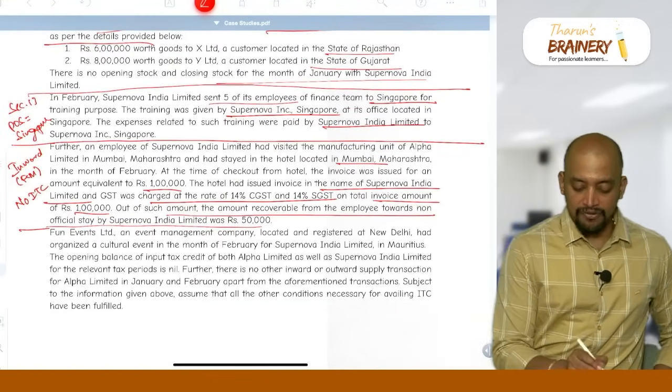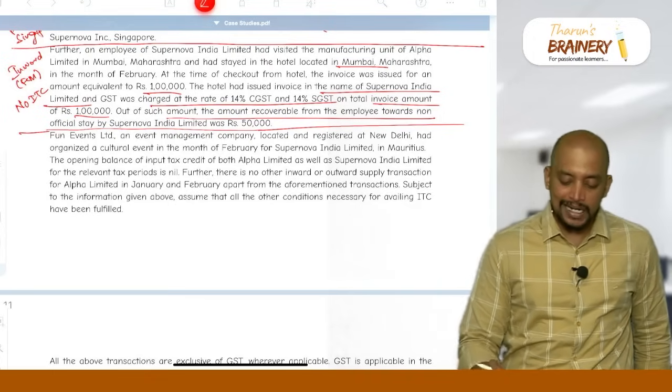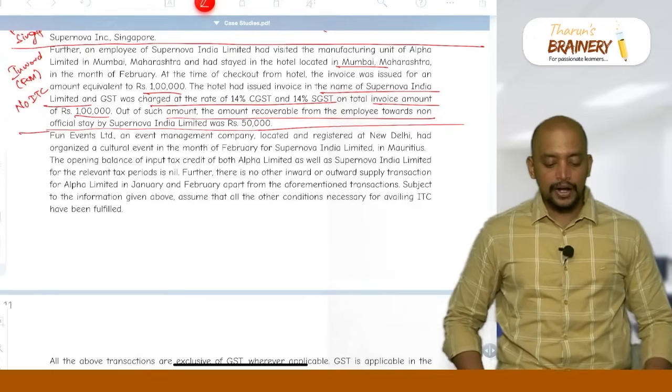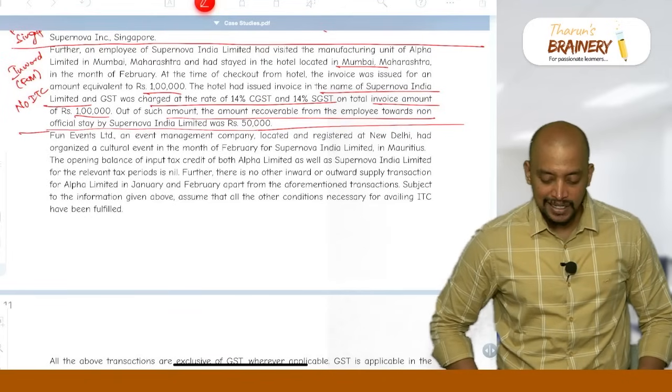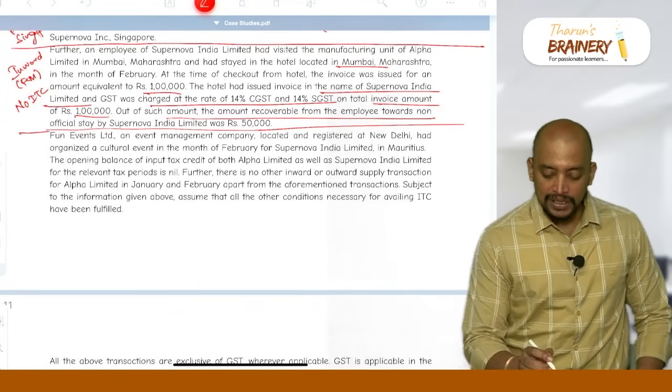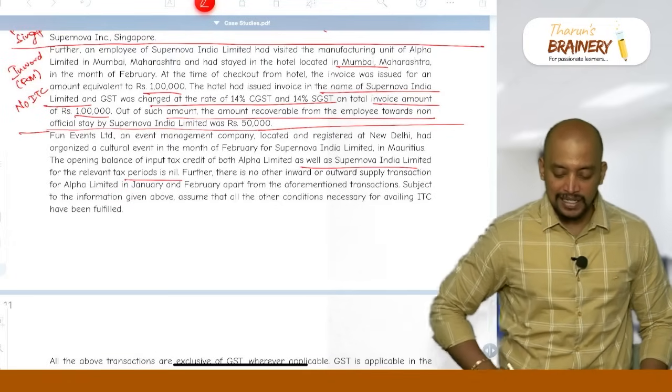Then the next one: Fun Events Limited, an event management company located and registered at New Delhi, had organized a cultural event in the month of February for Supernova India Limited in Mauritius. The opening balance of the input tax credit of both Alpha Limited as well as Supernova India Limited for the relevant tax periods is nil.